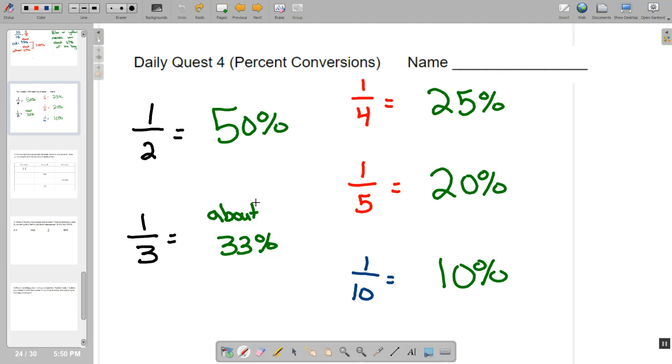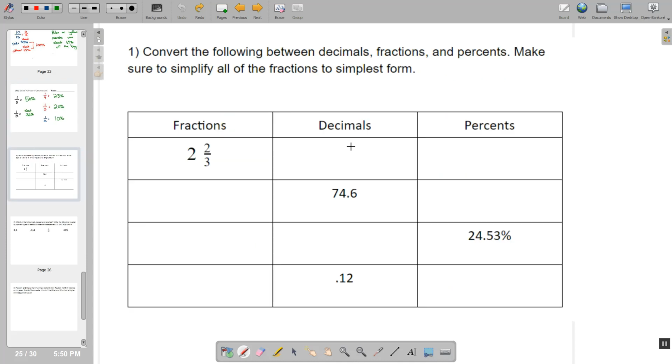Going to be our last daily quest of the week on converting between fractions, decimals, and percents. Once again, here are the 5 fraction to percent conversions that I'm expecting you to have memorized. It's going to help you out a lot. As we convert between fractions, decimals, and percents, make sure to simplify all of the fractions in the simplest form.